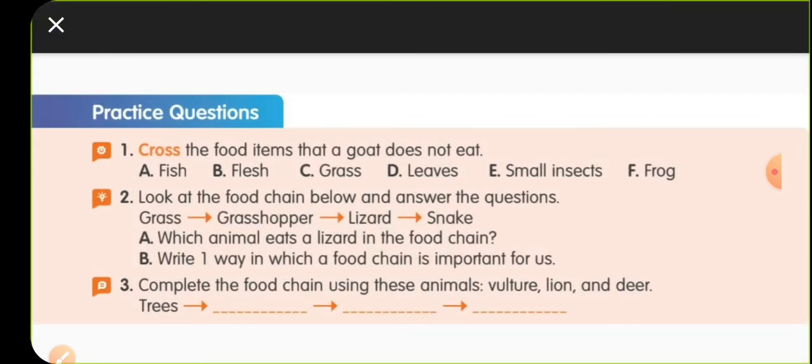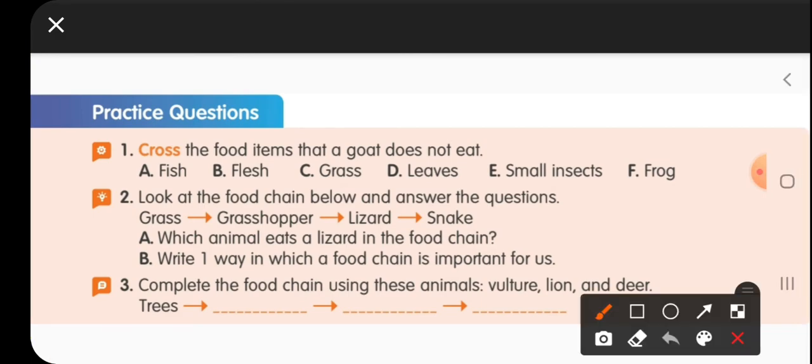In the practice questions, they are asking you to cross the food item that a goat does not eat. Which food items does a goat not eat? It won't eat the fish, it won't eat the flesh, it won't eat the small insects and even frog. So they're asking to cross them. So let us cross it. Look at the second question. Look at the food chain below and answer the questions. A food chain of grass, grasshopper, lizard and snake is there. Based on that, questions are there. Which animal eats the lizard as food? Tell me. Very good. It's a snake.